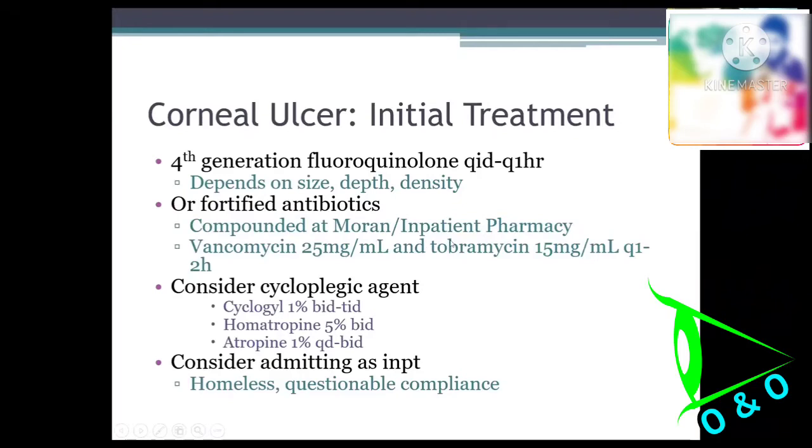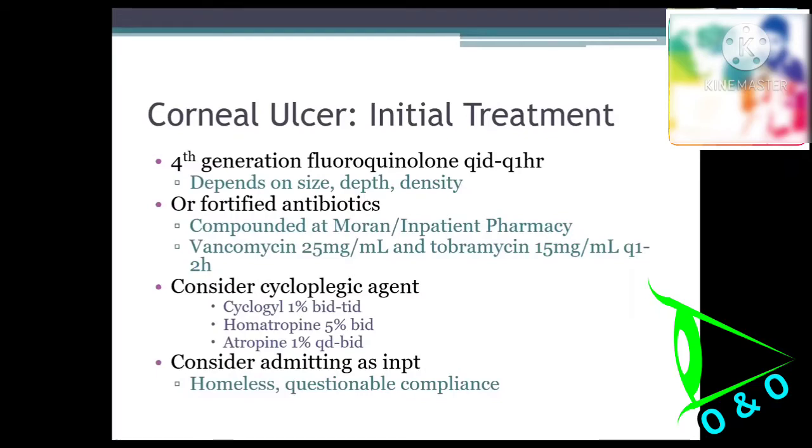Okay, so you've got an ulcer, you've cultured it, how do you want to treat it? It depends on how bad it is. Generally, you might consider starting off with fourth generation fluoroquinolones, such as Vigamox, four times a day or up to every hour. But it is going to depend on how bad it is.